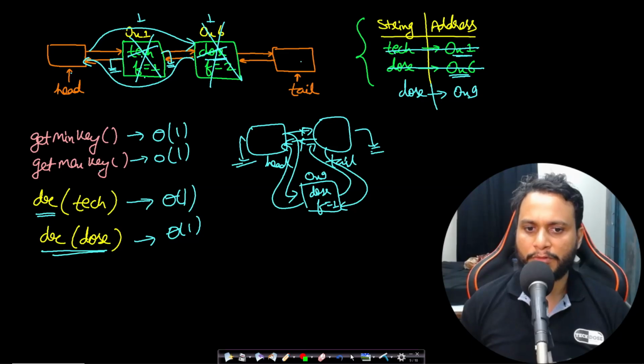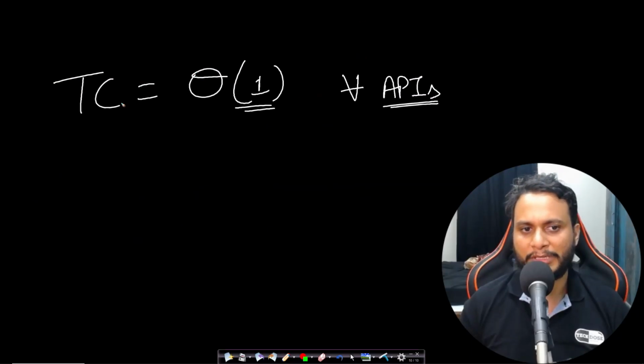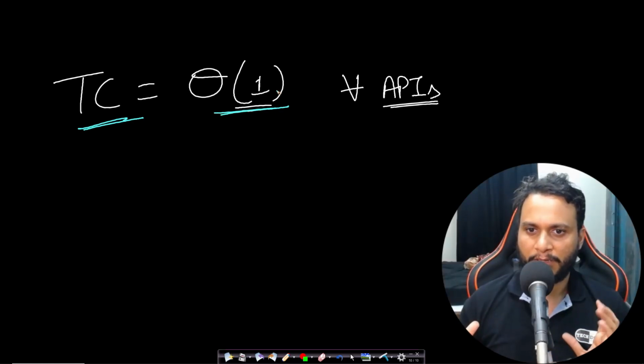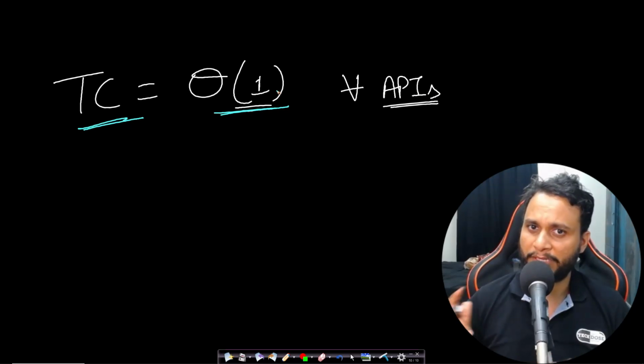So after having looked at all this dry run, you will make out that all the APIs are theta of 1. Okay, and I hope you were able to understand it. You should go to my code and read line by line. You can take a notebook and just do a dry run. You will definitely get it.